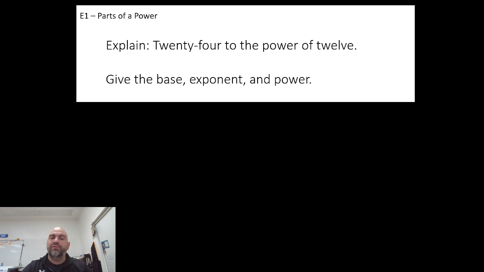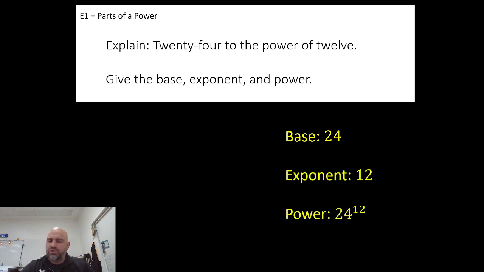Here's another one, 24 to the power of 12. Give the base, exponent, and power. Okay, the base of this one here, 24. The exponent, 12. I'm hoping that you're able to get that. And when we write it out, it's just straightforward because there's no negatives in there. So we just write it out as 24 and then 12 as the superscript there.